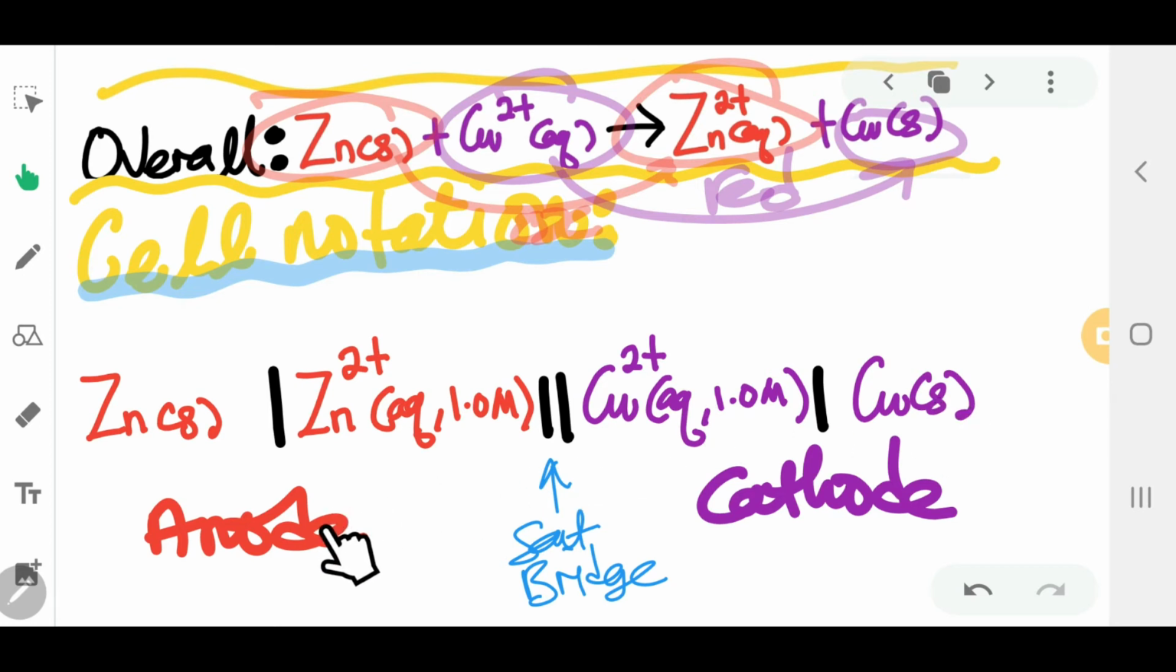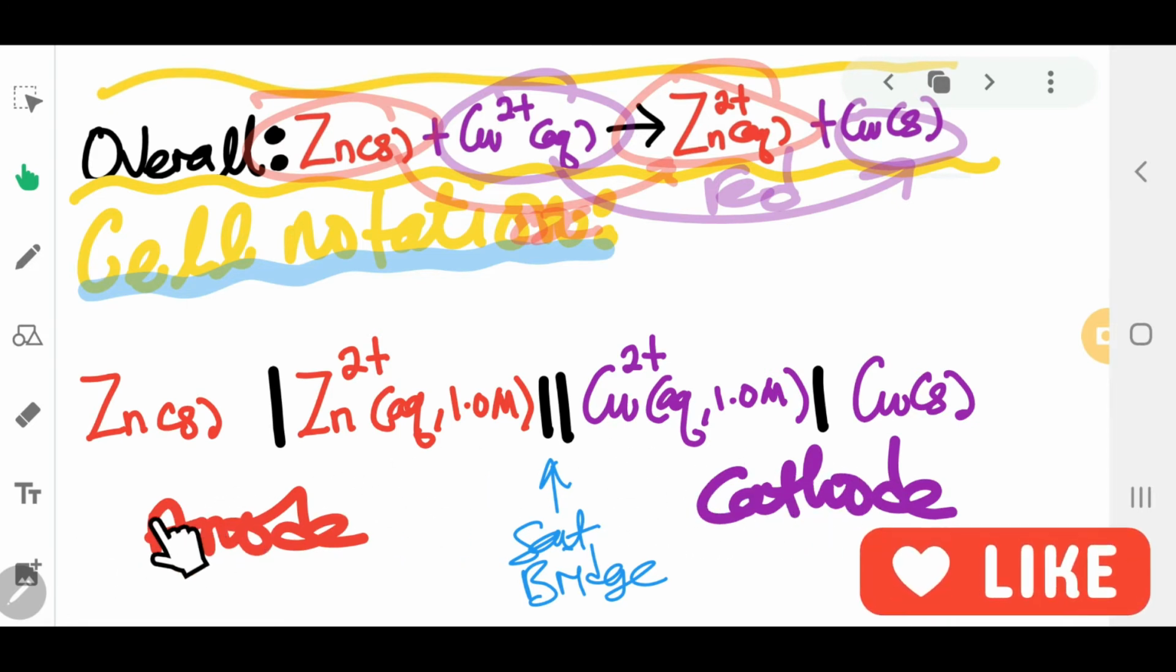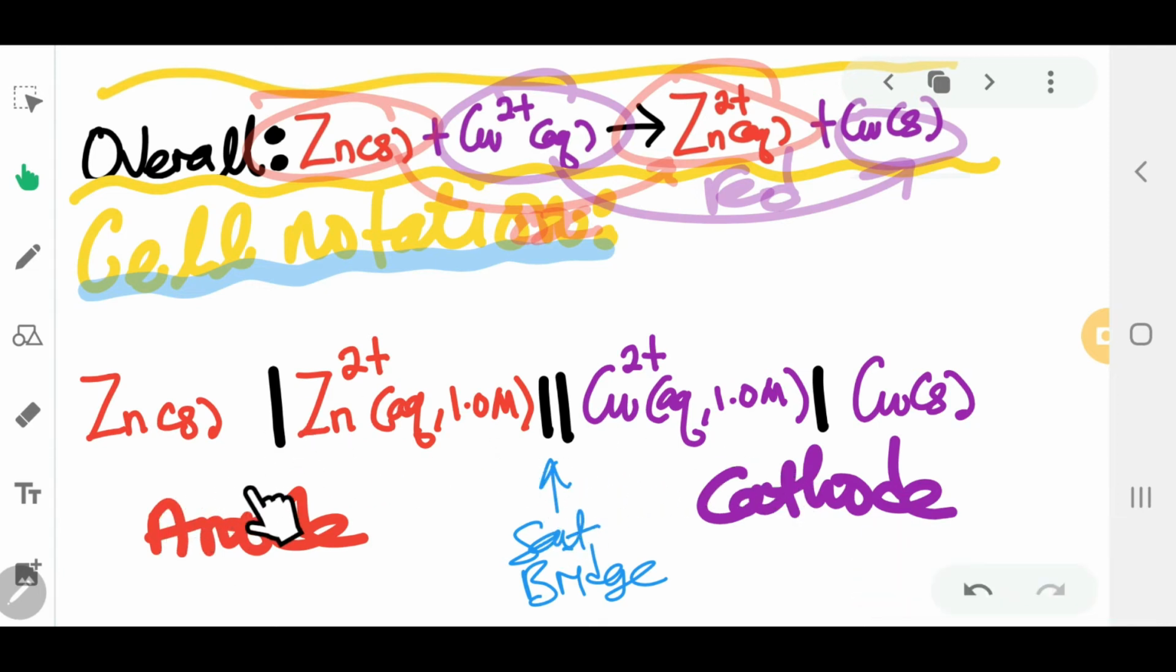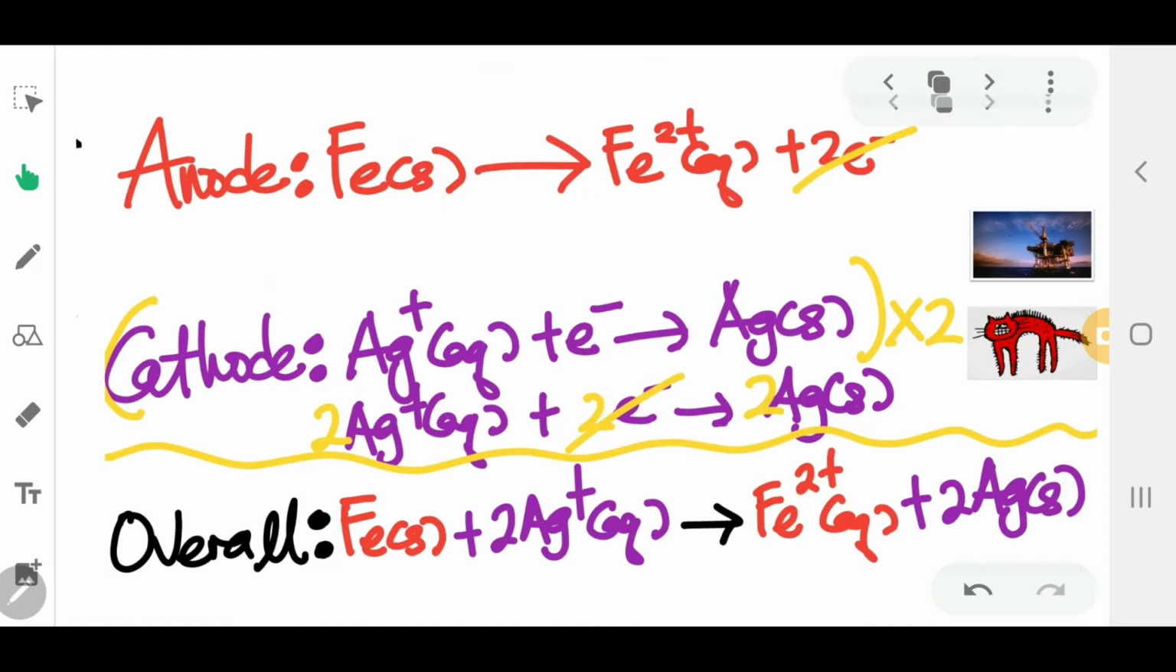Don't forget to label your anode. Label your salt bridge, and then you have to label your cathode right over here. So it's still going to be in the A, B, C arrangement. From left to right, you're going to have the anode, salt bridge, cathode. So the electrons will be flowing from your anode to cathode. Let's have a look at another example.